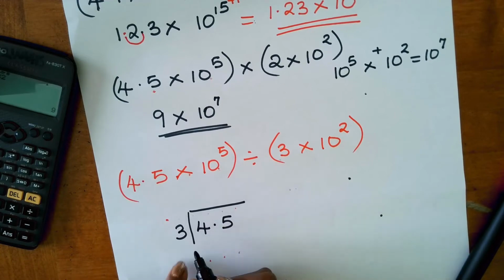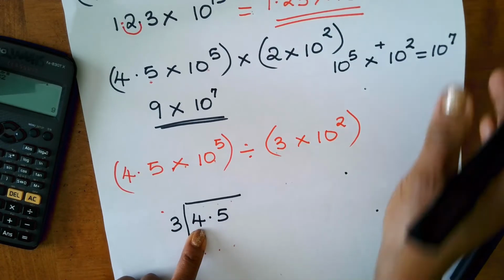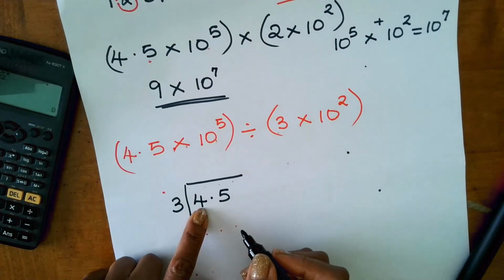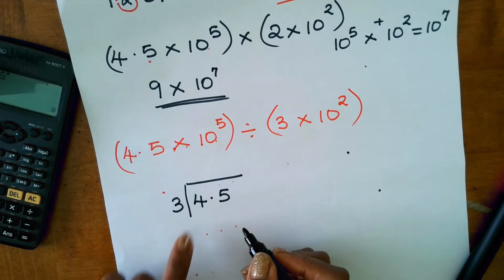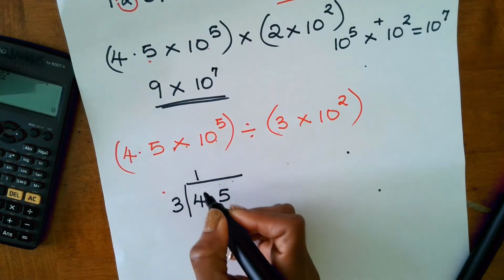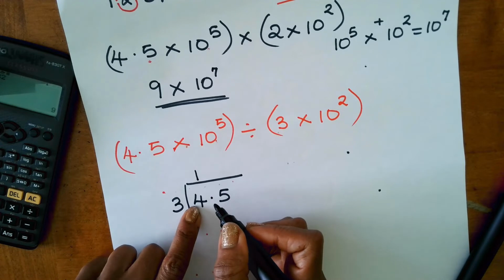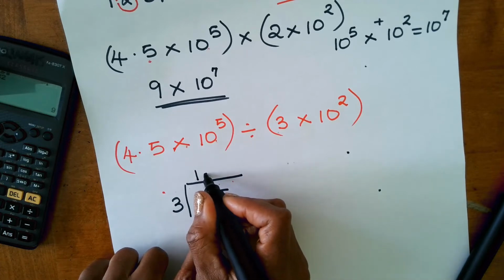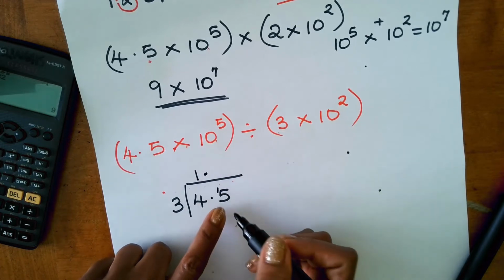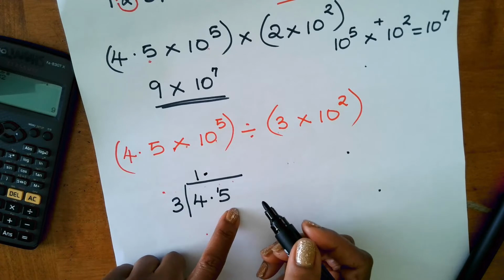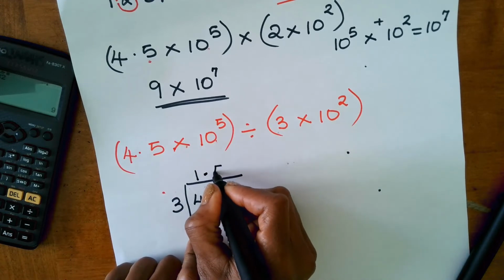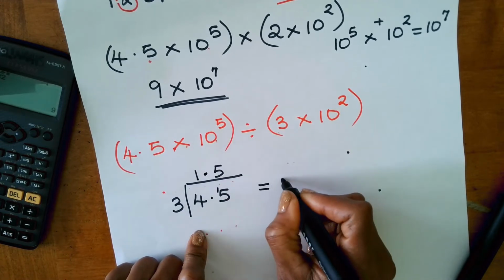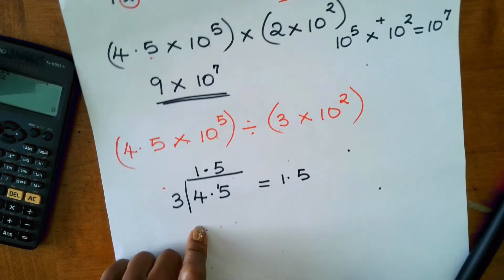4.5. So how many 3's can I get from 4? I can only get 1, and I've got 1 left. But before I move that 1 over here, I need to put my decimal. So the 1 is now here. So how many 3's can I get in 15? I get 5. So my answer is 1.5.